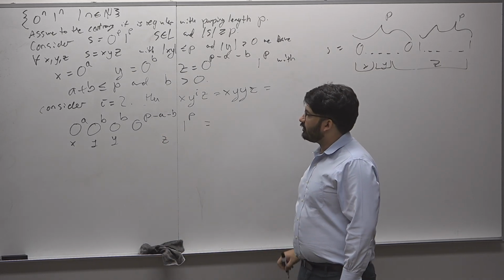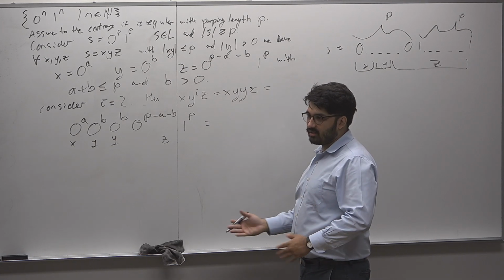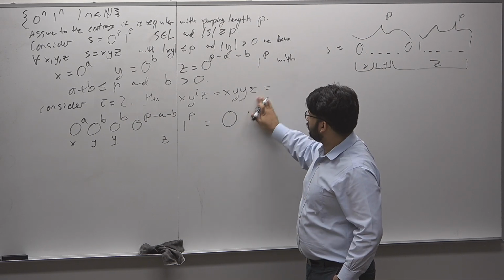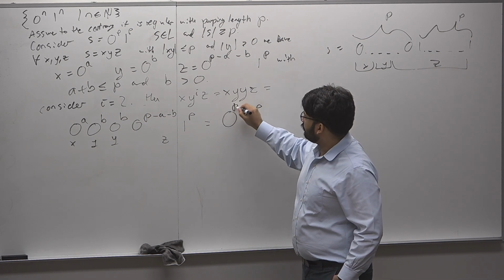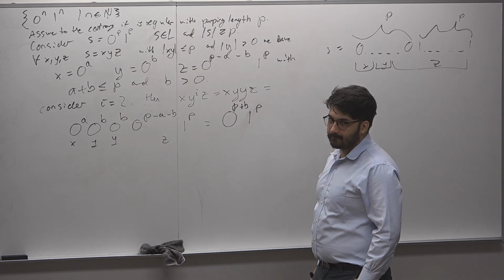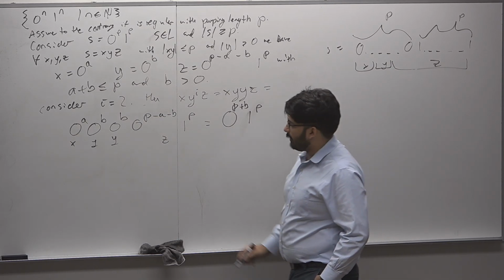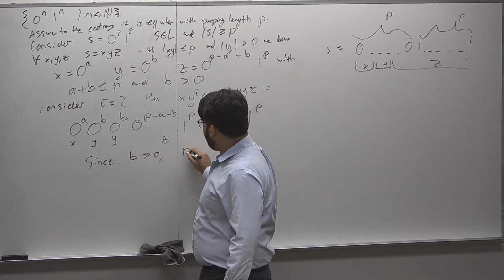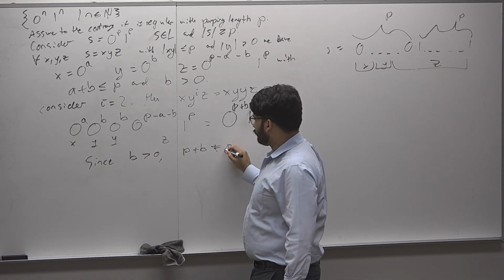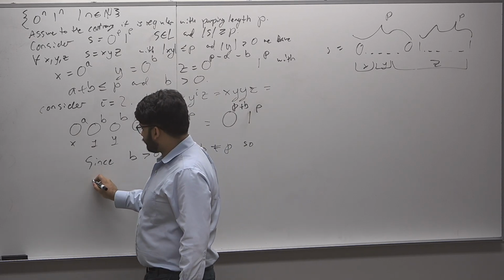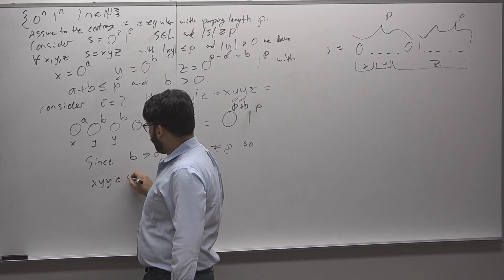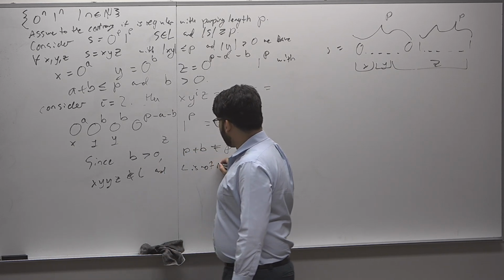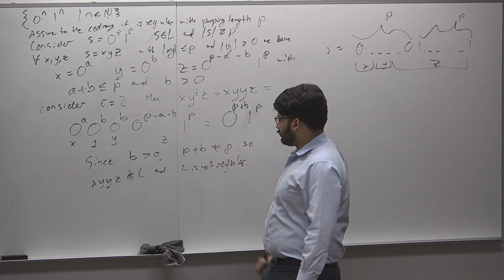But what is that? If we simplify some exponents, we can concatenate things. This is going to be 0 to the p plus b, 1 to the p, which is not in L. Since b is greater than 0, p plus b does not equal p. So xyyz is not an element of L, and L is not regular. QED.